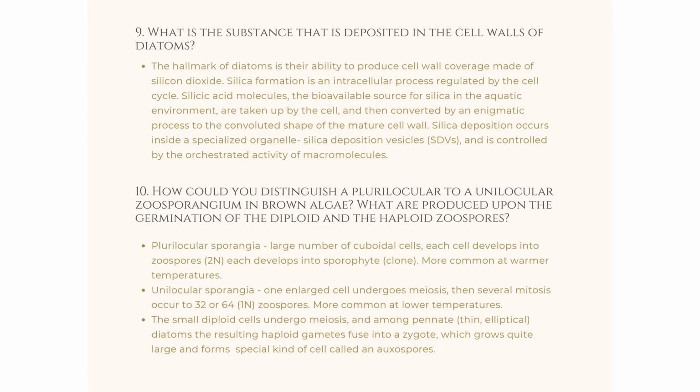Silica deposition occurs inside the specialized organelle silica deposition vesicles and is controlled by the orchestrated activity of macromolecules. So how could you distinguish a plurilocular and unilocular zoosporangium in brown algae? What are produced upon the germination of the diploid and the haploid zoospores?